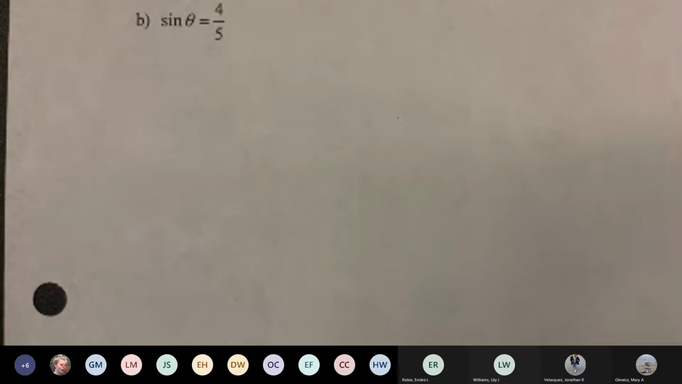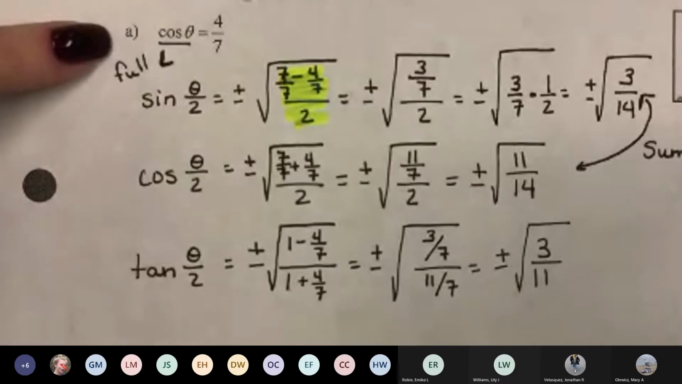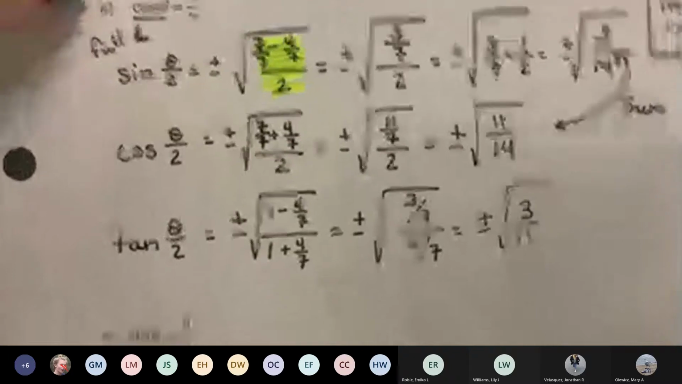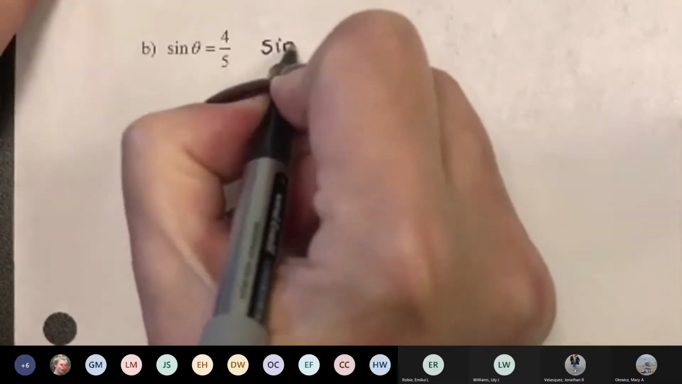Okay, so problem B is sine of theta equals 4/5. In the last problem, we were given cosine, and the problems require, and I mean every single one of these requires, that you know the cosine of the full angle. I don't have the cosine of the full angle. So this is where I'm going to use the Pythagorean identity to solve that problem.